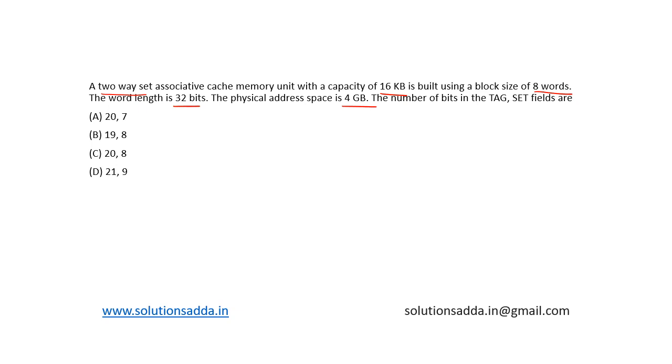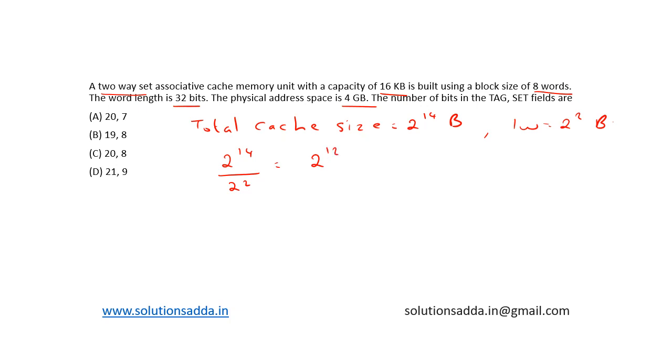So let's calculate the total cache size. Total cache size here is 16 KB, that is 2^14 bytes. Now word length is equal to 32 bits, that is one word equals 2^2 bytes. Since the word length is given, we can assume the memory to be word addressable and not byte addressable. So the total number of words in the cache is 2^14 / 2^2, which is equal to 2^12 words in the cache.